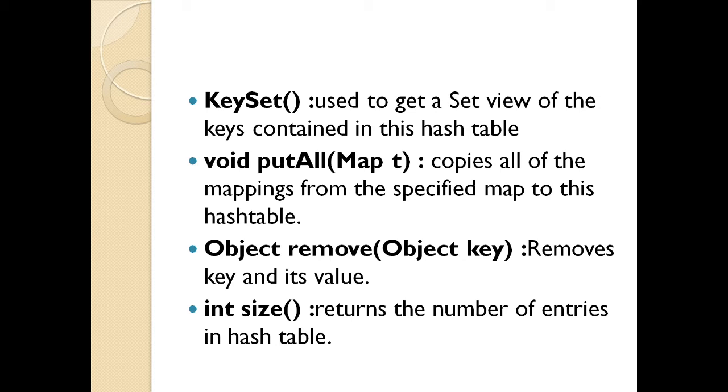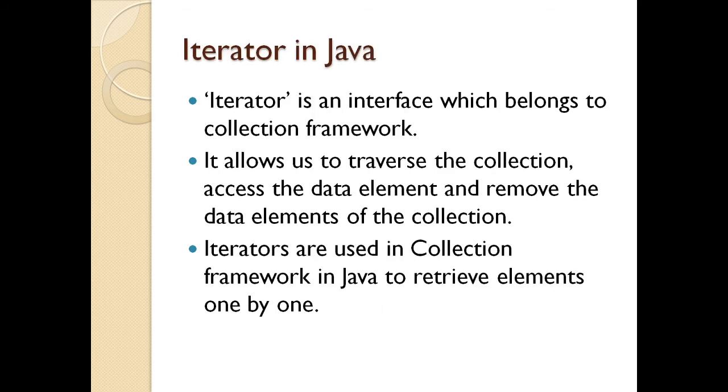in your practical session. Now, the second important part in the collections framework is your iterator. Now, what is an iterator? Iterator is an interface which belongs to the collection framework. It allows you to traverse the collection, access the data elements and remove the data elements of the collection. So, if you want to access the elements from any collection, let's say array list, linked list, I have an iterator which will allow me to traverse further. It is used in the collection framework to retrieve elements one by one.